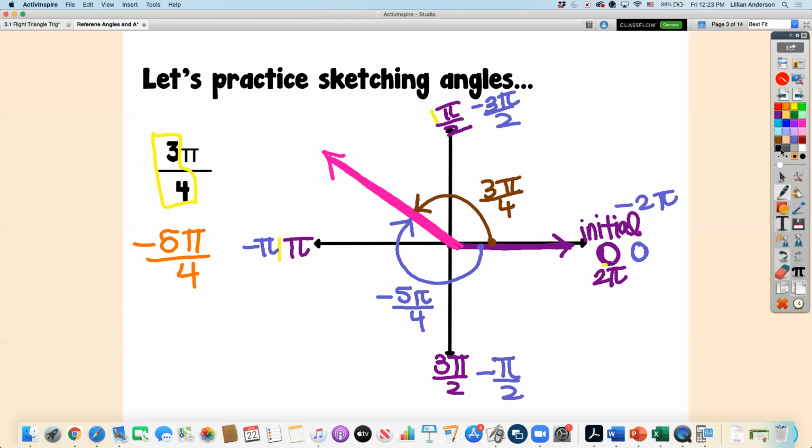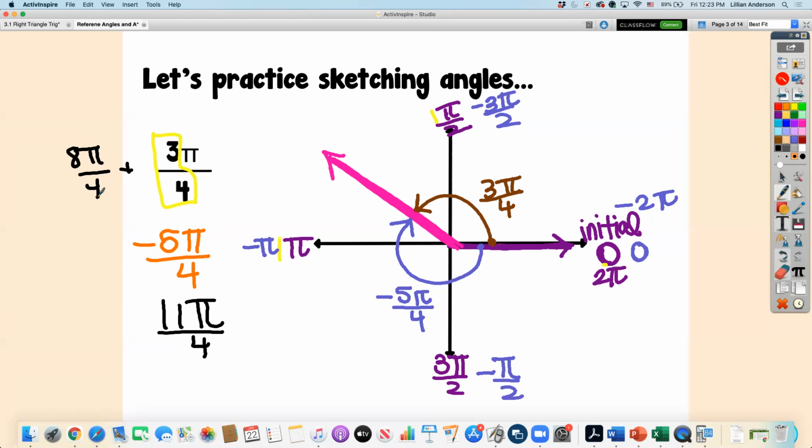7 pi over 4. No, not 7 pi over 4. 11 pi over 4. Very good. We get 11 pi over 4 by adding 8 pi over 4 to the original. Now 11 pi over 4.